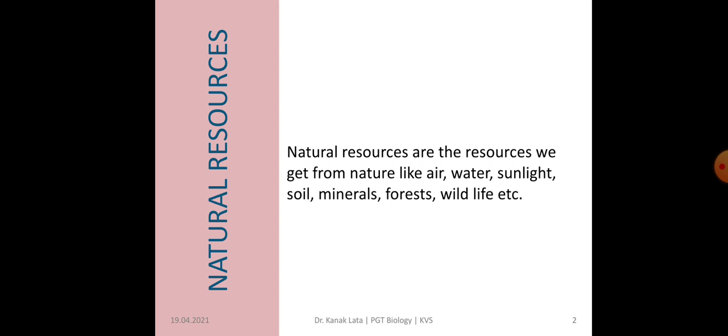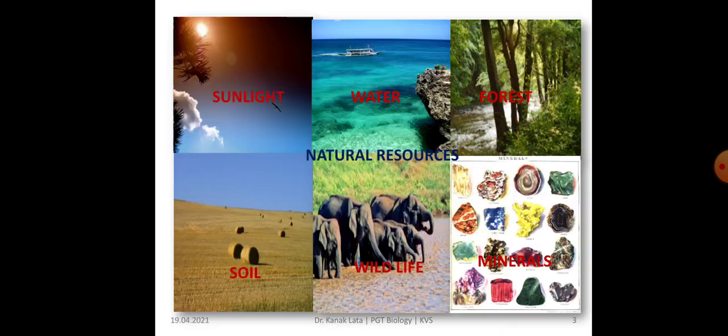First it is about natural resources. Natural resources are those resources which are obtained from nature, like air, water, sunlight, soil, minerals, forests, wildlife. So these all are the natural resources. We are getting it from nature. Now you can see here the pictorial form of natural resources, that is sunlight, water, forest, soil, wildlife and different minerals.